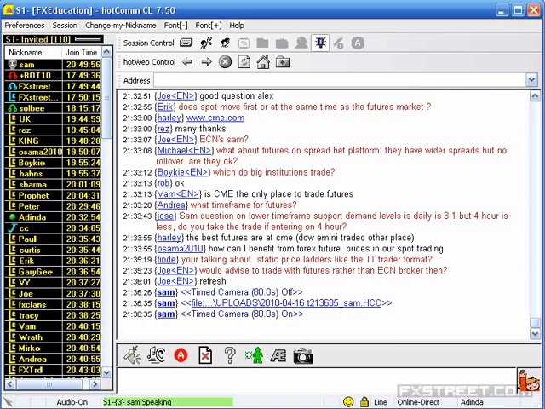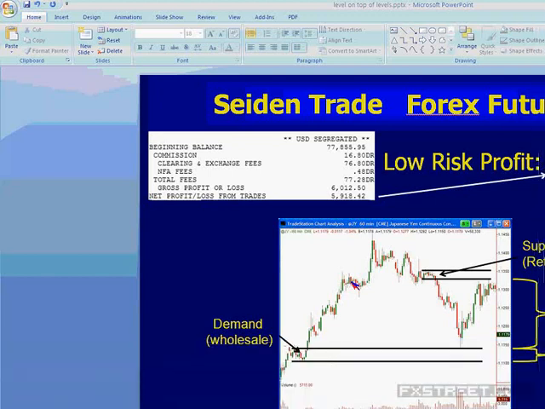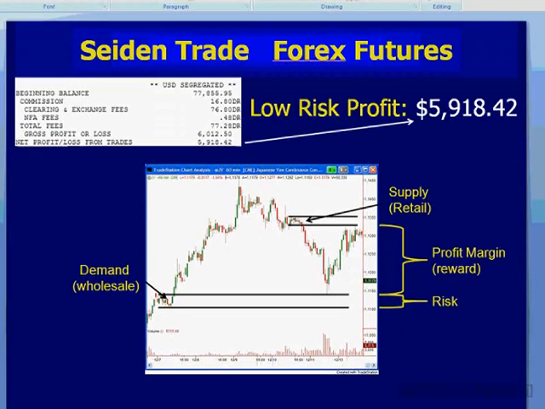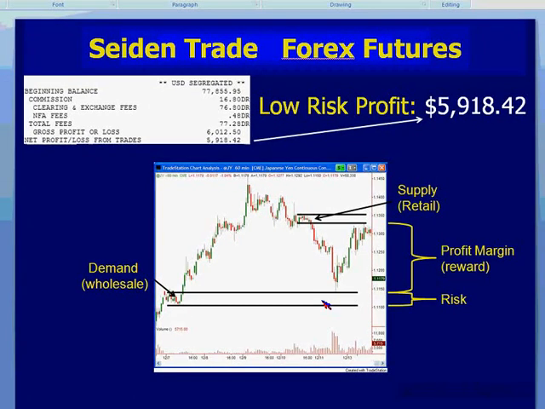Take a look at another one, and we'll speed things up here. Again, origin of a rally right here, demand. Origin of a drop right here, supply. Retail prices, wholesale prices. Call it whatever you want. Okay? Prices drop down into, okay, the demand level, right?